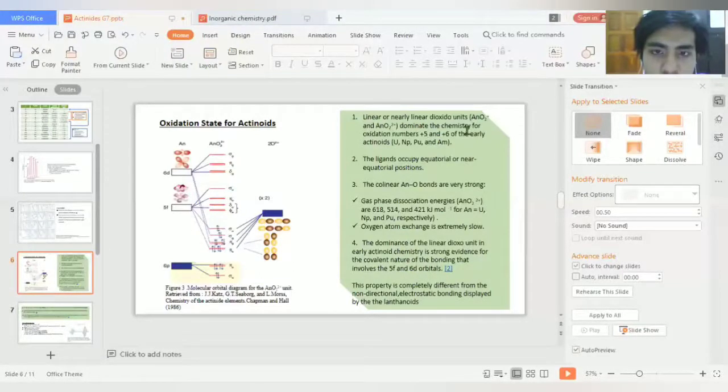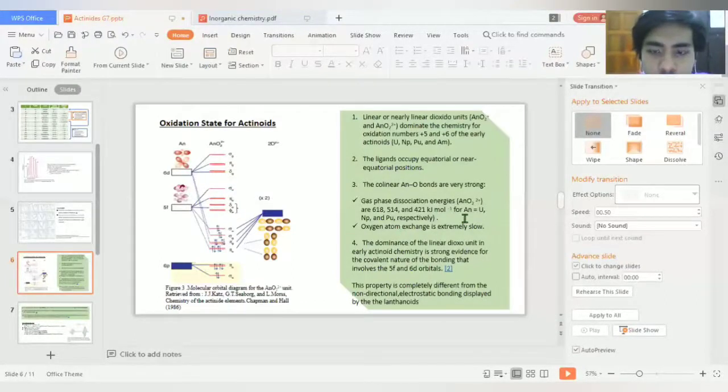These dominate the chemistry for oxidation numbers +5 and +6 of the early actinoids: uranium, neptunium, plutonium, and americium. The ligands occupy equatorial or near equatorial positions. The linear actinide-oxygen bonds are very strong. Gas phase dissociation energies of actinide oxides are 618, 514, and 421 kilojoules per mole, respectively, for uranium, neptunium, and plutonium. At this point, oxygen atom exchange is extremely slow.